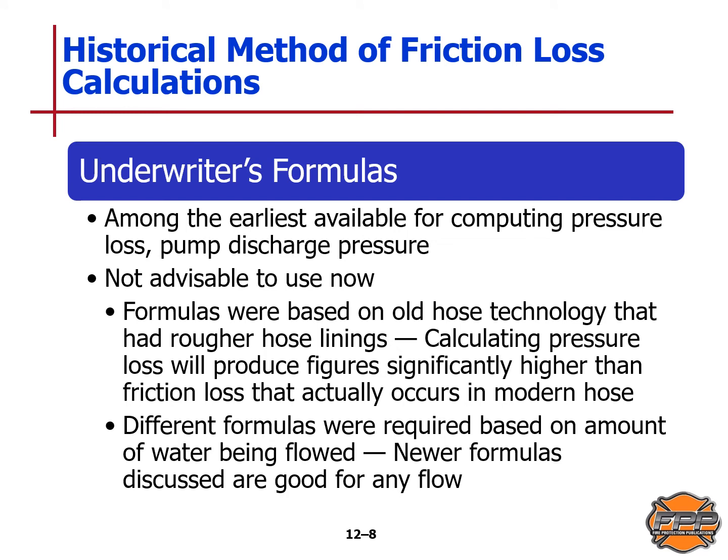The historical method of friction loss. The underwriter's formulas, among the earliest available for computing pressure loss and pump discharge pressure, are not advisable to use now. Formulas were based off of old hose technology that had rougher hose linings. Calculating pressure loss will produce figures significantly higher in friction loss than actually occurs in modern hose. Different formulas were required based on amount of water being flowed. Newer formulas discussed are good for any flow.